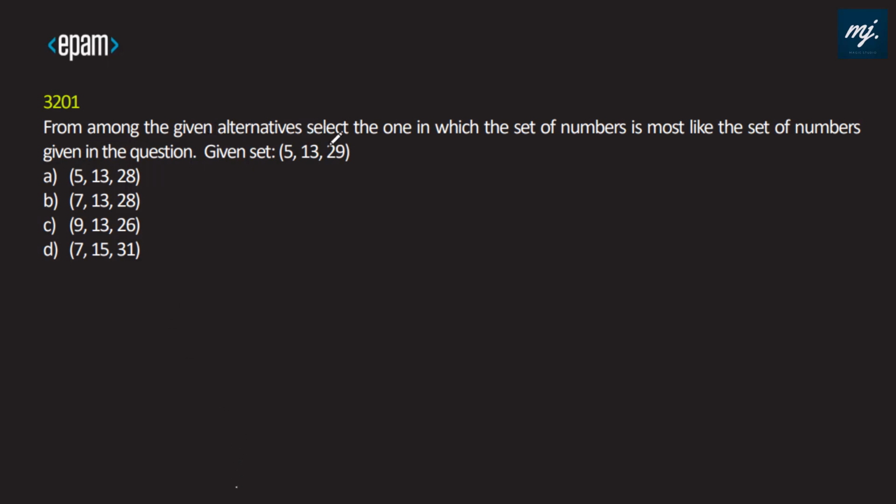From among the given alternatives, select the one in which the set of numbers is most like the set of numbers given here. Here we have 5, 13, 29. The gaps are 8 and 16, which means the gap doubles. In the first option, the gap is 8, 13 minus 5, and then 15. In another, the gap is 6 and 15, not doubling. Gap of 4 and 13. In the fourth one, the gap is 8 and then 16, which matches. Here also the gap is 8, 16. Option D matches with the given set.